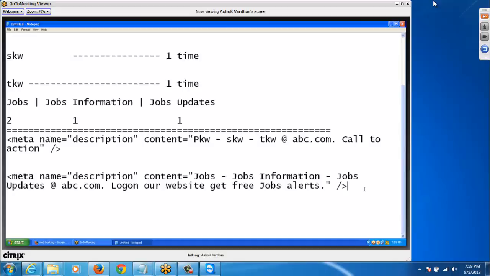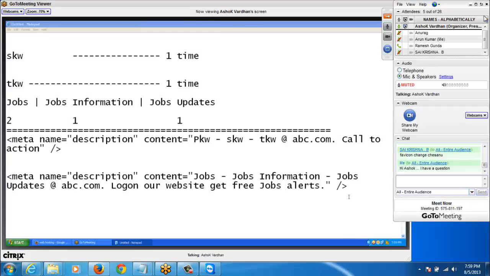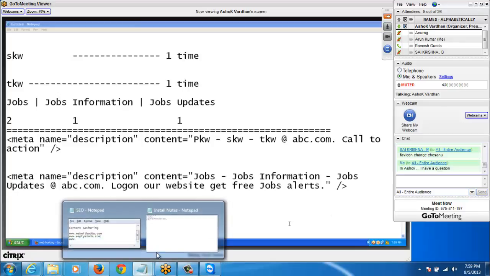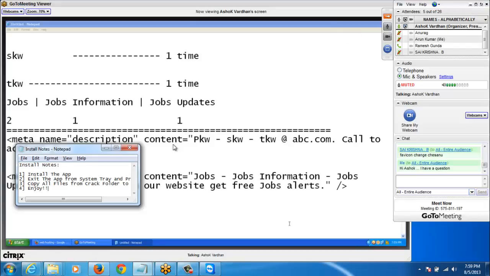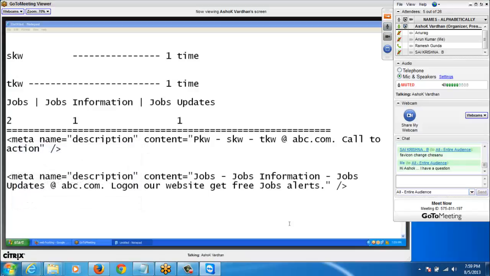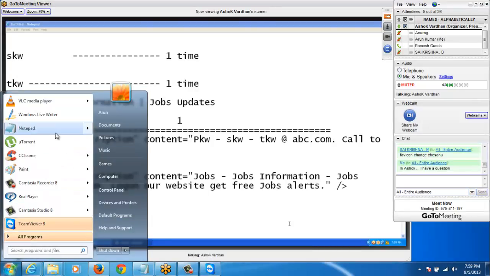Okay, got my point? Any doubt here? If you have any doubt, please ask me. Okay, please write one description. Take any keyword, write title tag and description. Yesterday you wrote some title tags. Just write title tags and description.